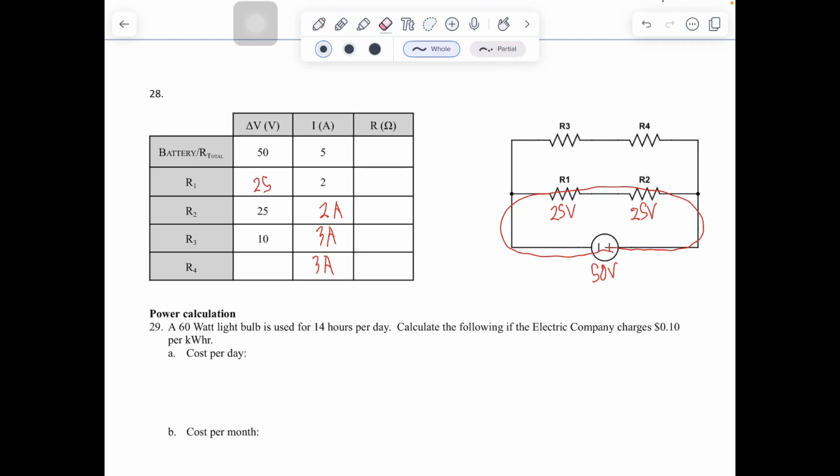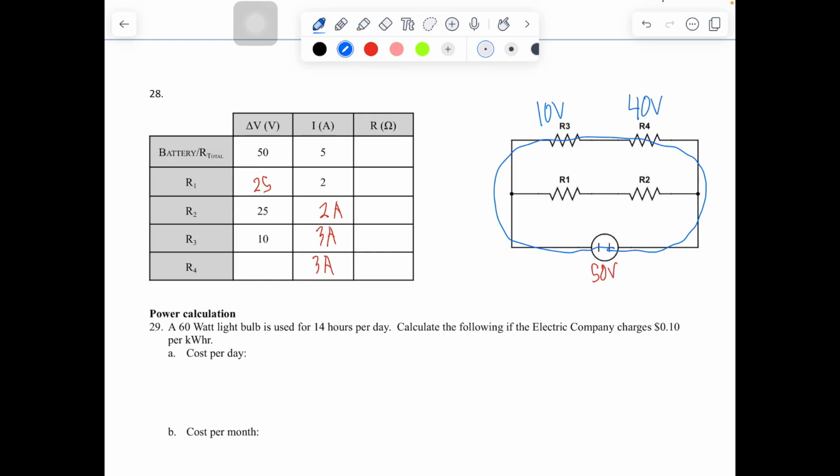We can also draw in a loop going through this top path. If we drop 10 at R3, well then we must drop 40 at R4 so that they add up to 50 from the battery. And now we can just do all of our last calculations.